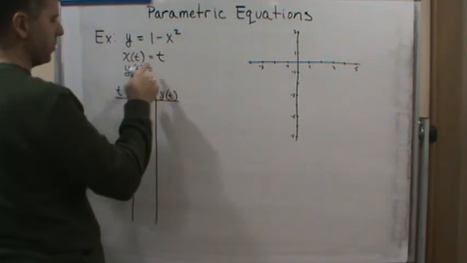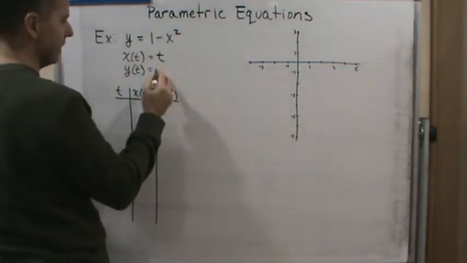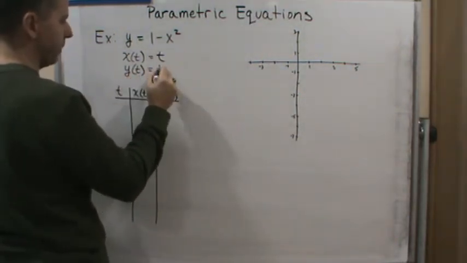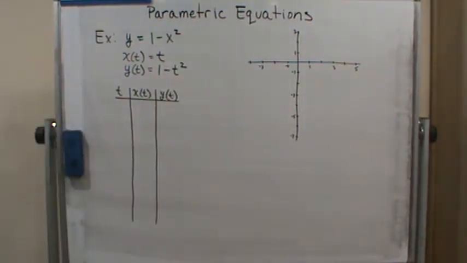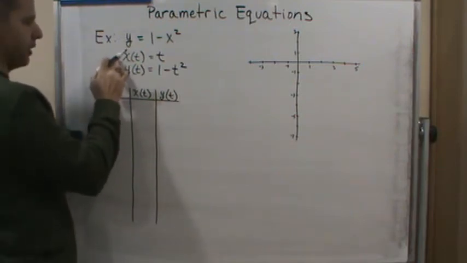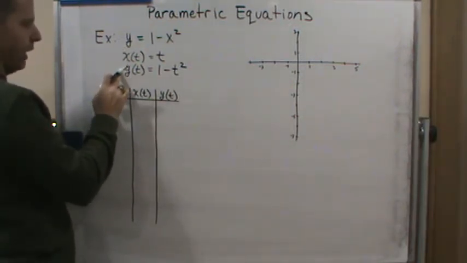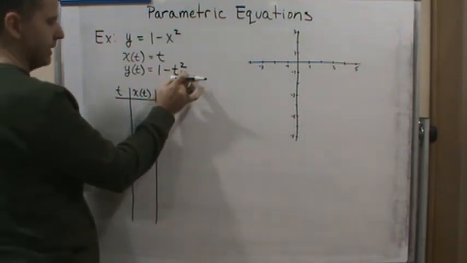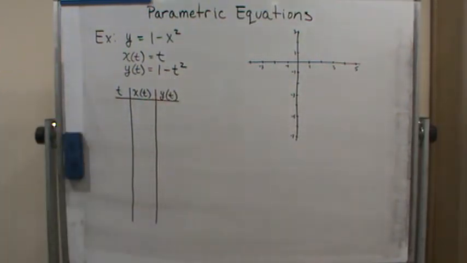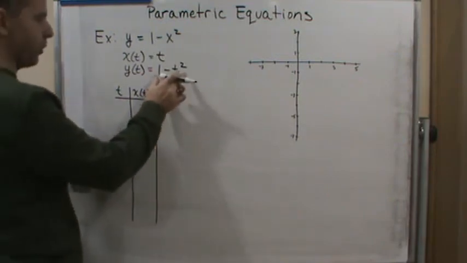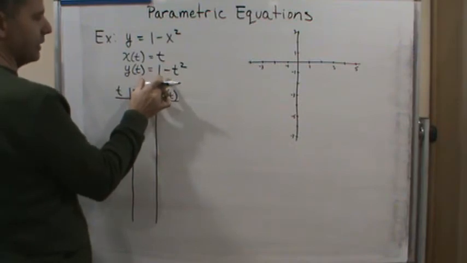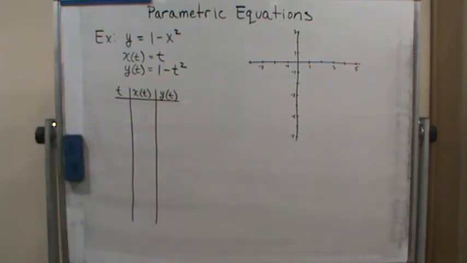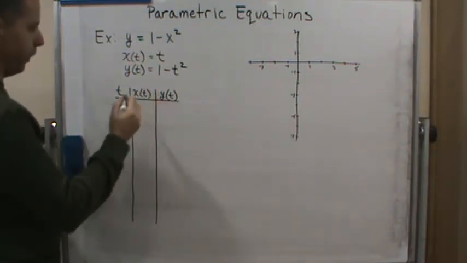So that means if I substitute t into x, y of t is going to be 1 minus t squared. And so now I've got a set of parametric equations where x and y are dependent on the parameter t. So this is where my direction is going to come in. It's more than just graphing this curve, but what's the direction that this particle is moving along this curve? So again, I'm going to just plot some points.